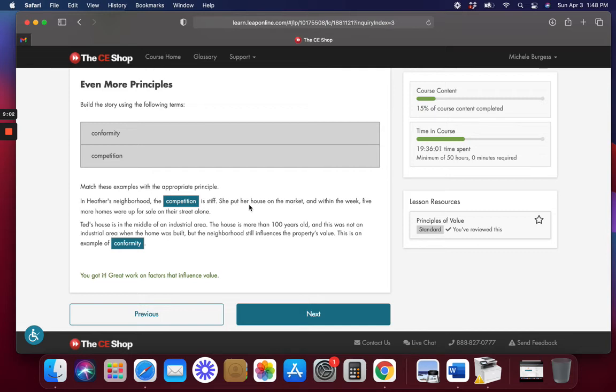Okay, conformity. So they're changing the house to meet the neighborhood. They're conforming to whatever is going on around it. Okay, that's a good way of remembering that. Conformity.